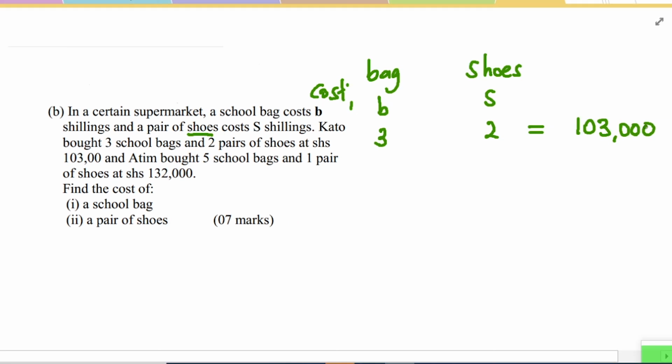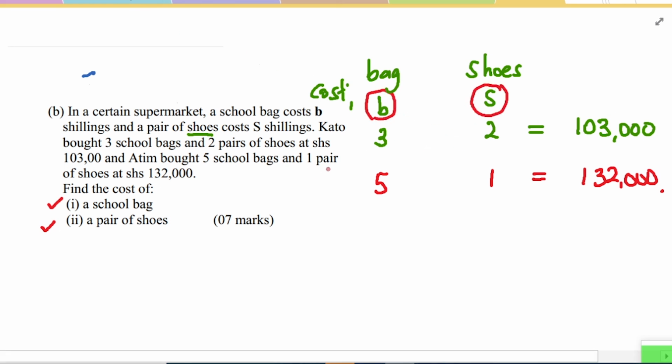Now this is Kato. Now Atim, let me use red for Atim. So Atim bought 5 school bags and 1 pair of shoes at 132,000. They want us to find the cost of a school bag and the cost of a pair of shoes. So definitely these are the amounts that were bought. These are the prices, the cost.